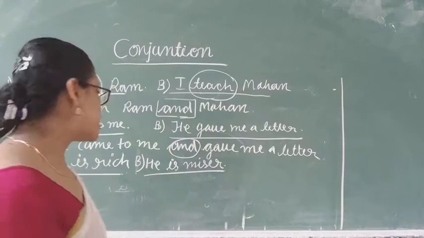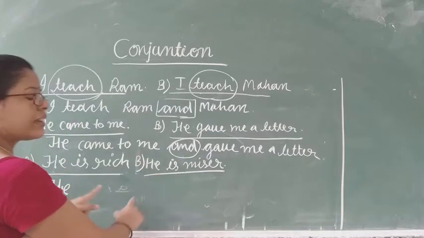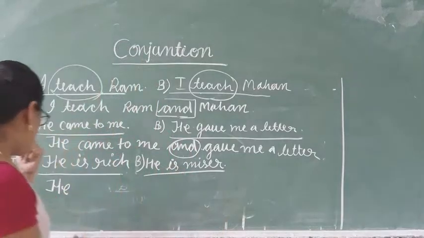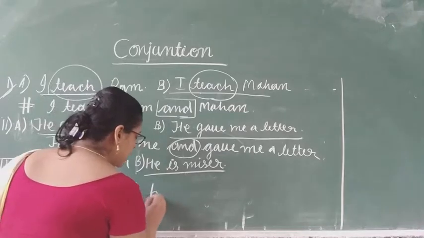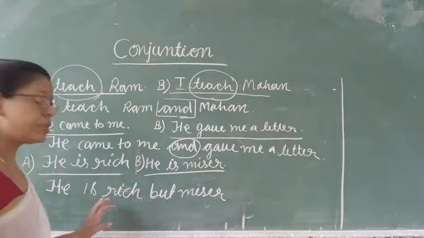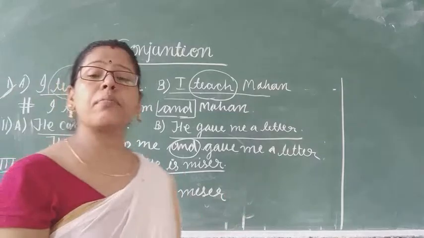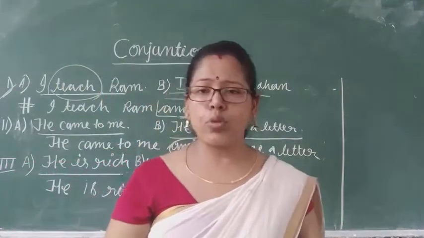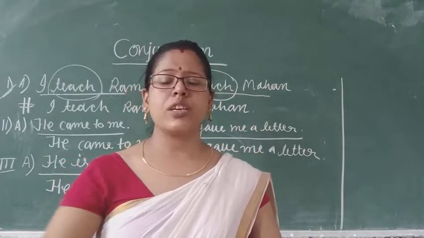So we can use here another coordinate conjunction. So again we have to combine these two sentences and we have to write only one sentence. So what we can write here? He is rich but miser. That is, he is rich, but very stingy. He is rich but miser. But what we can take another example? He is poor but honest. Okay? So in this way you can understand.